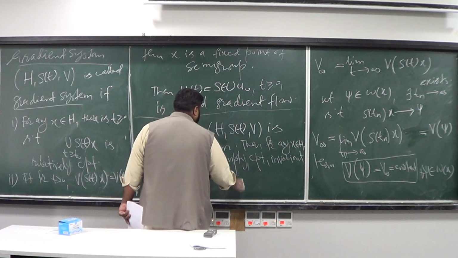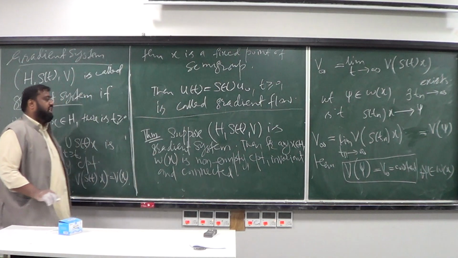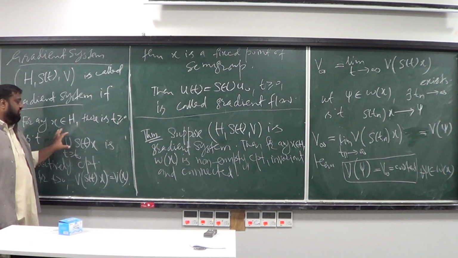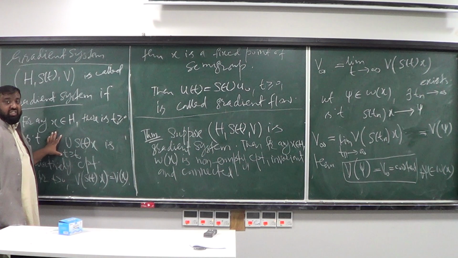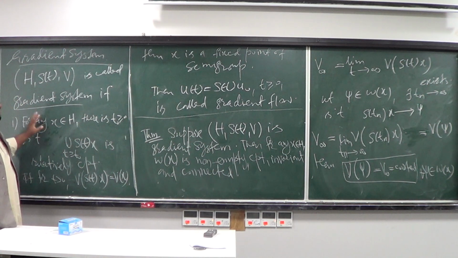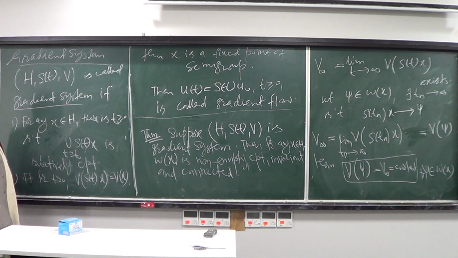I don't need to prove it, because if it is a gradient system, then for every x, this set is relatively compact. And once you have such a set which is relatively compact, there is an instant after which such sets are relatively compact, then you have this non-emptiness, invariance, and connectedness of your omega limit set actually.